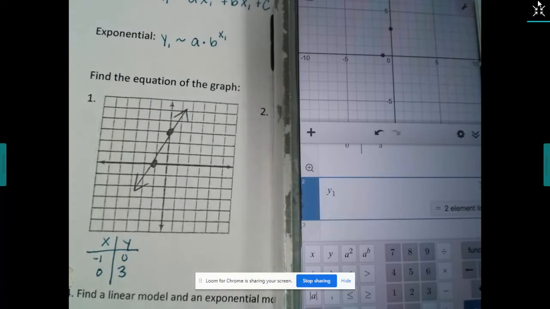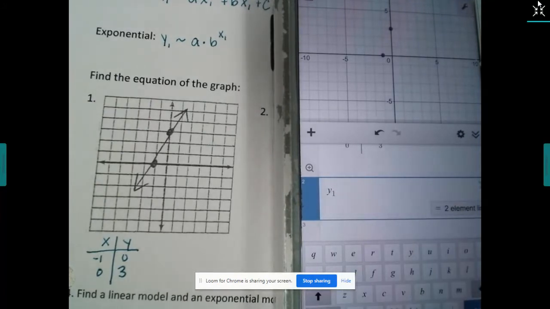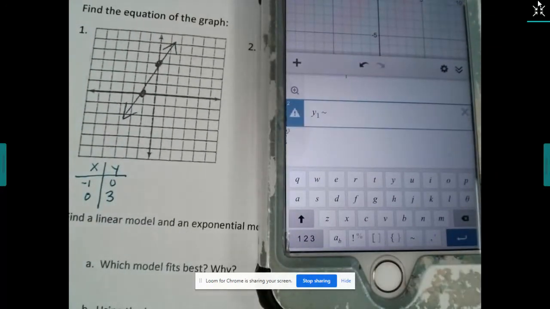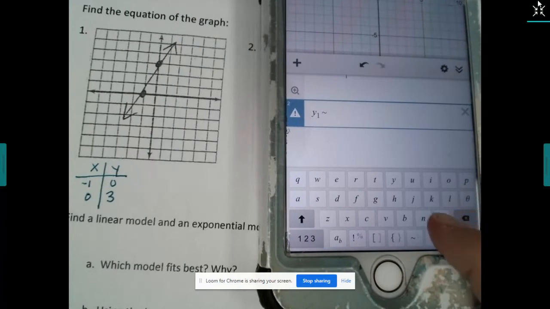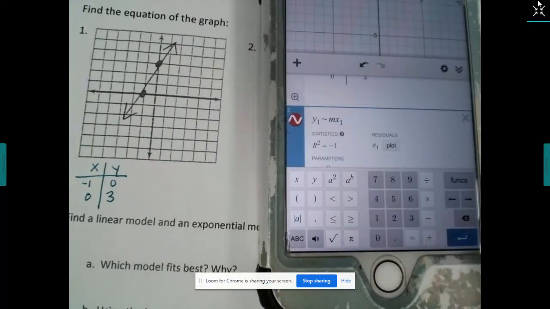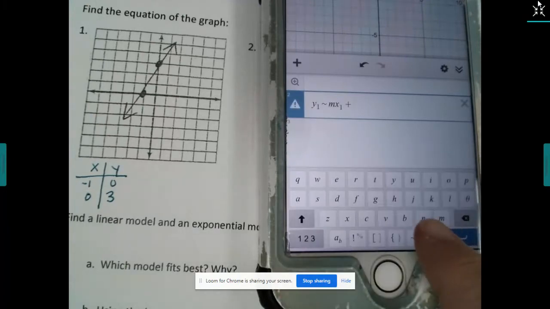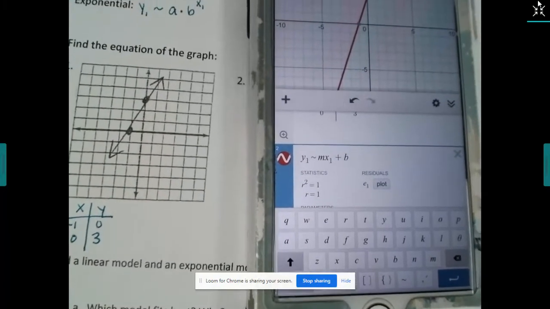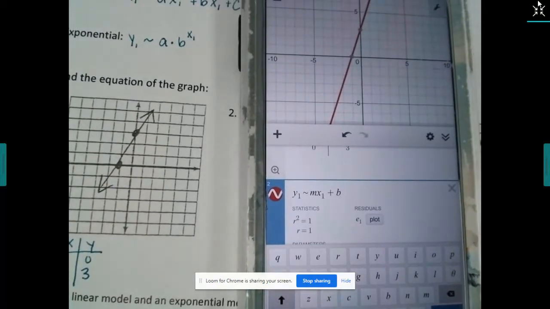Okay, so we got Y1, and then if you click on the ABC, right here down in the bottom is that little squiggly, and then MX1 plus B. And then you can see that it'll graph it, and it goes perfectly through those points.